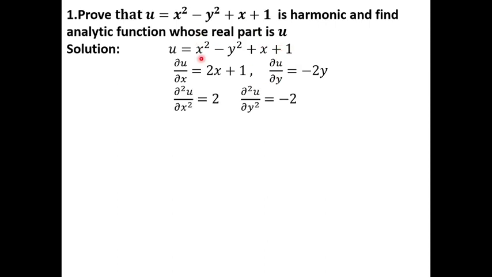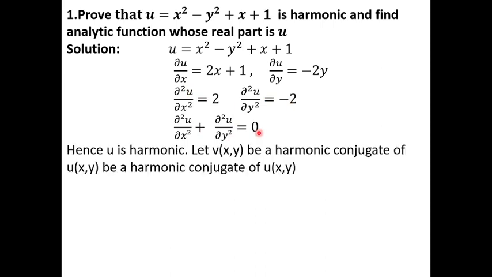Again, dou squared u by dou x square: differentiate this with respect to x, we get 2 plus 0, that is 2. Now differentiate with respect to y, we get dou squared u by dou y square is equal to minus 2. Adding these, we get dou squared u by dou x square plus dou squared u by dou y square is equal to 0. Hence u is a harmonic function. Let v be a harmonic conjugate of u.